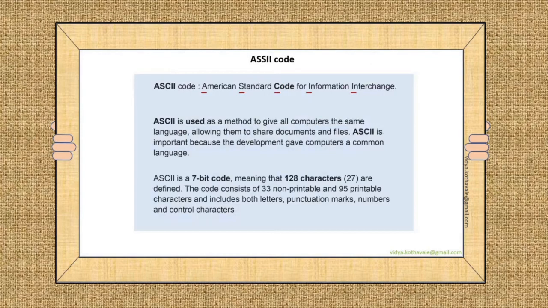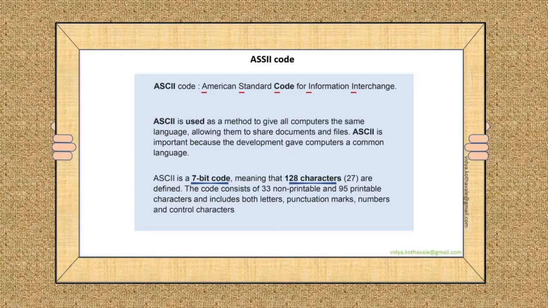ASCII code. ASCII stands for American Standard Code for Information Interchange. It is a 7-bit code, meaning thereby 128 characters can be defined using this 7-bit code. To have a unique language for computers to understand, the ASCII code was introduced.